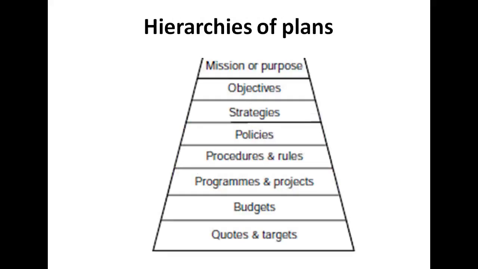Now, let us look at the hierarchy of plans. The first one, we start with the mission or the purpose of the organization. Then there are some long-term objectives. Based on those objectives, we have strategies. Then, in order to guide the employees, we have policies. There are procedures and rules. Then individual departments are bestowed with programs and projects. Departments prepare their own budgets, and also every department has quotas and targets.